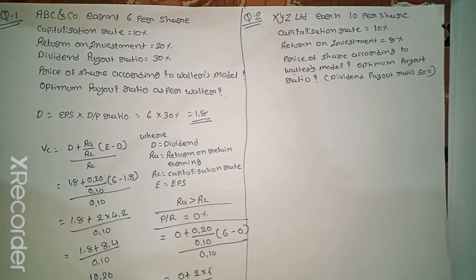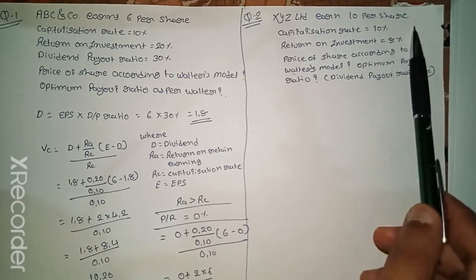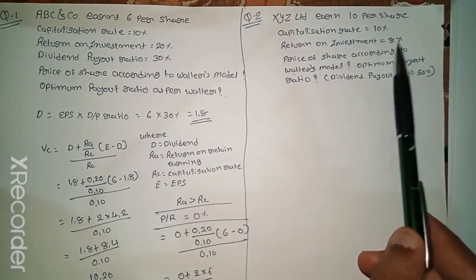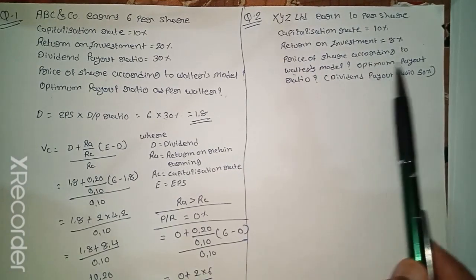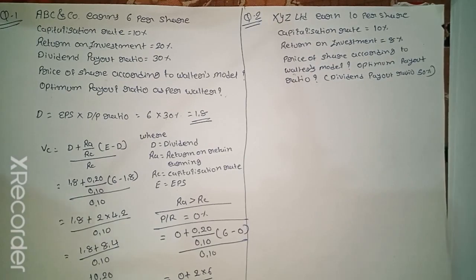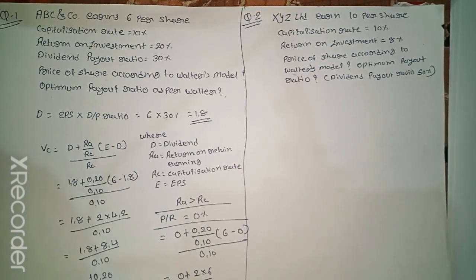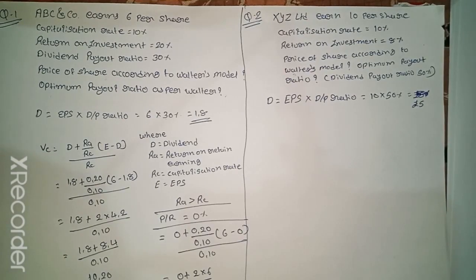Now we solve the second question. XYZ Limited earns 10 per share. Capitalization rate 10%. Return on investment 8%. Price of share according to Walter's model. Optimum payout ratio. Dividend payout ratio is 50%. So first we calculate amount of dividend. Dividend is equal to EPS into DP ratio. So we get amount of dividend rupees 5.